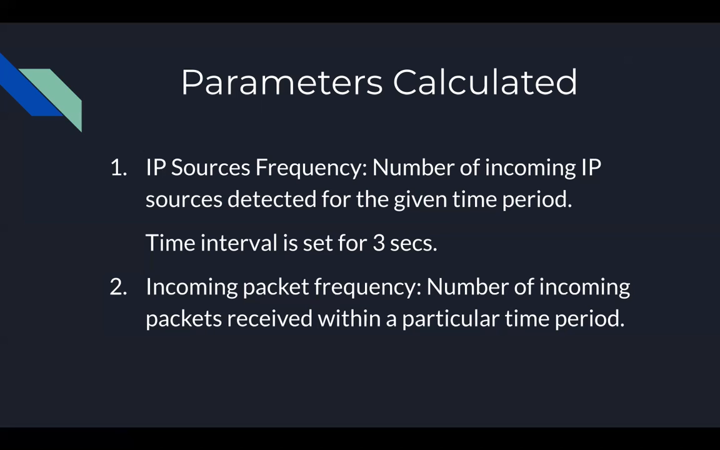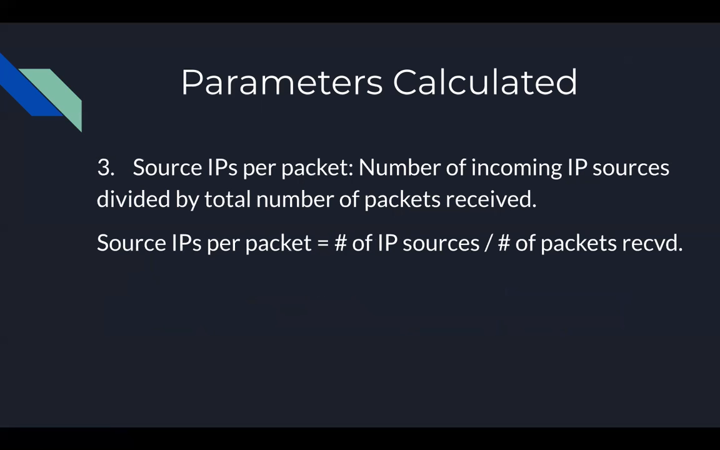Next slide, please. Now, the third parameter is the number of IP sources divided by the number of packets received. Now, this is important because the number of IP sources gives us a general idea about how many IP sources there are divided by the number of packets received. And if this value is small, then this is normal traffic. But if this value is high, then we know that this is an attack, and we need to then take further steps for it. Next slide, please.